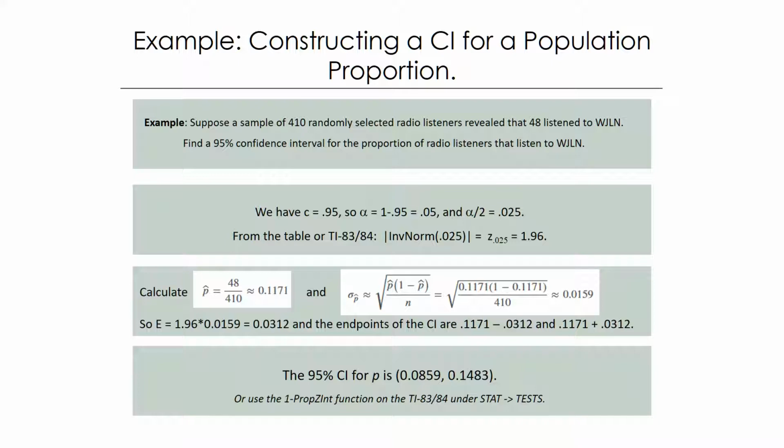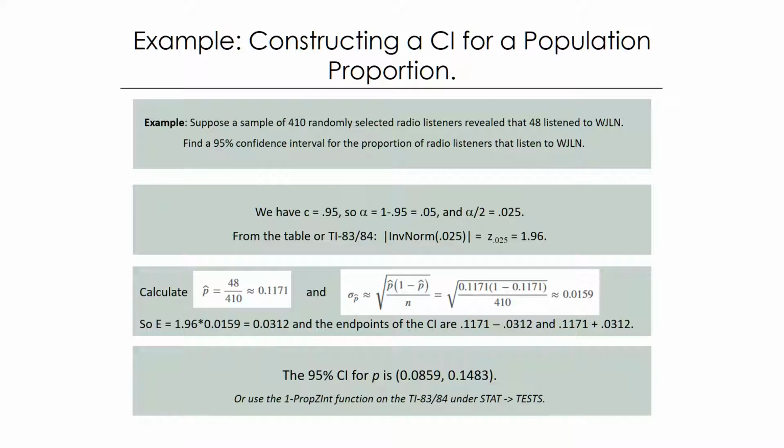All right, so you need to notice that we have a sample size, n, of 410. The characteristic or attribute that we're looking at here is whether or not radio listeners listened to WJLN, this one station. So 48 is the count, which we denote by X, from the sample, and the sample proportion then is 48 out of 410.